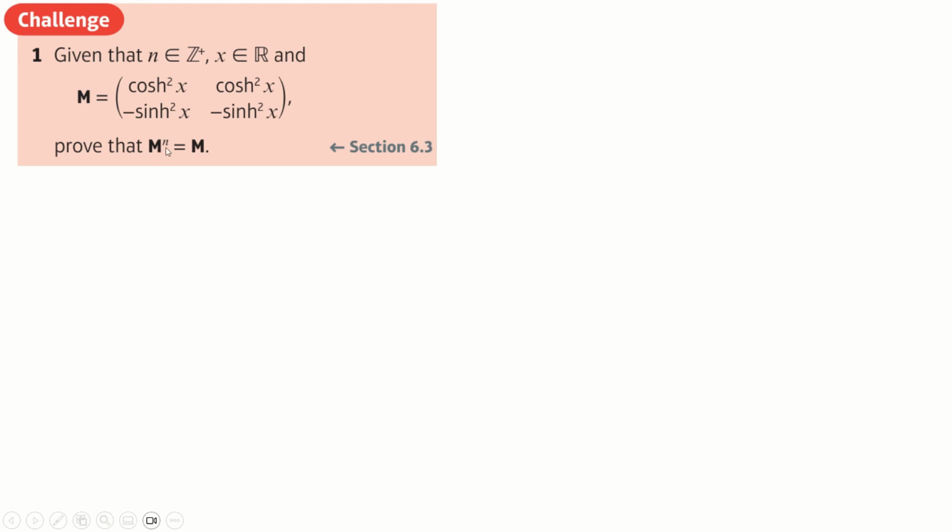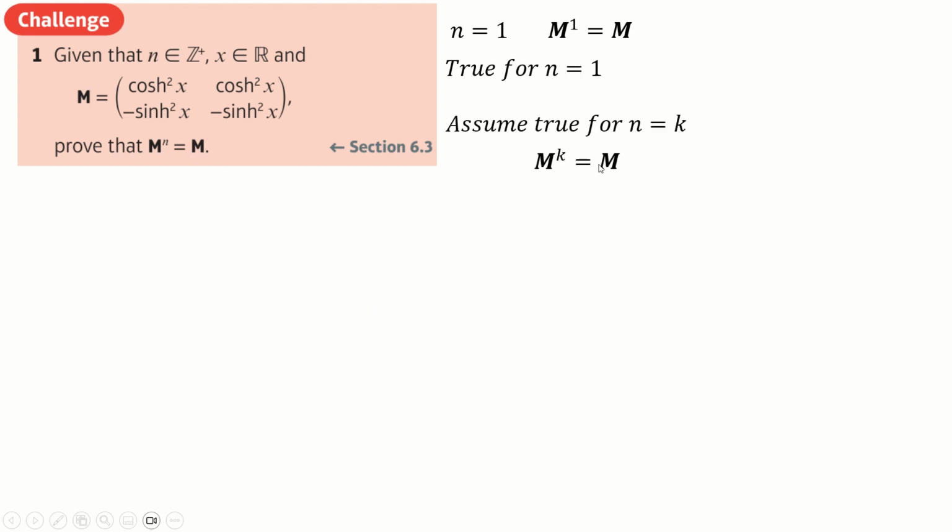So clearly this works for n is 1 because m equals m. So that's fine. So we're going to assume that it's true for n equals k. So we're going to assume that this is true. And then we're going to investigate what happens if we let n equal k plus 1.